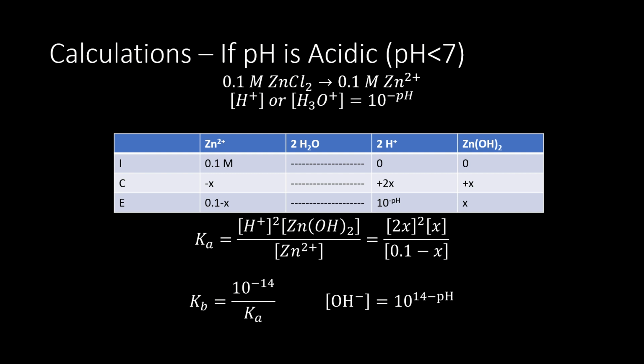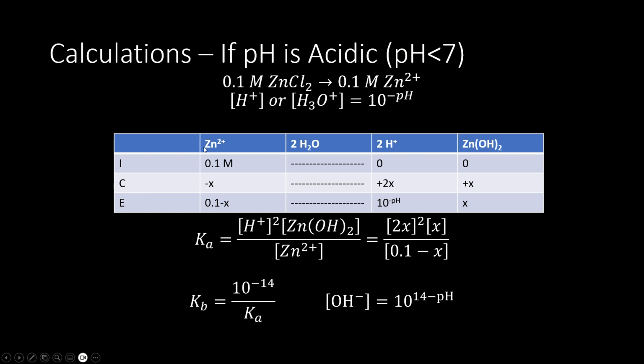Now, the actual thing that you'll be doing with your ICE charts, you'll be using ICE charts to calculate your Ka and Kb dissociation constants. Essentially, if you have an acidic salt, or in other words, your pH is below 7, then you'll need to calculate how much freely available hydrogen ions becomes available.